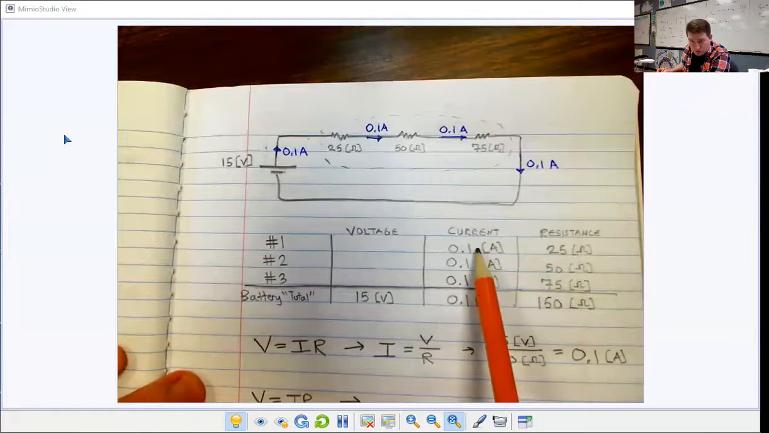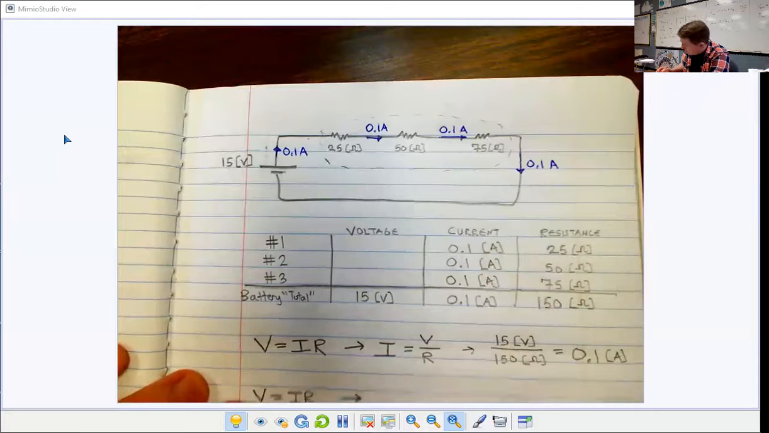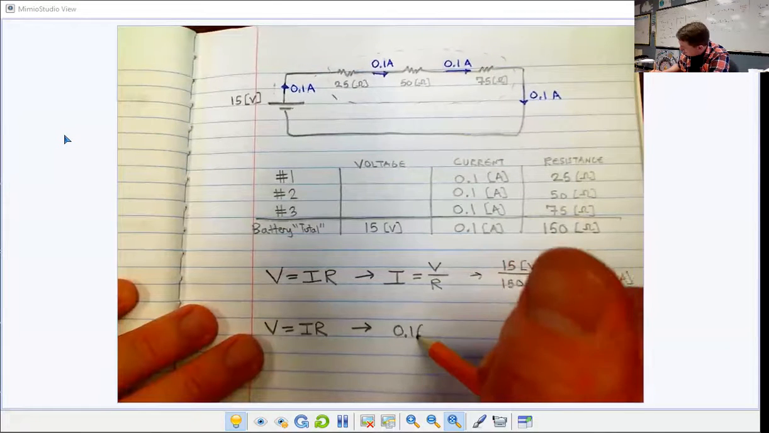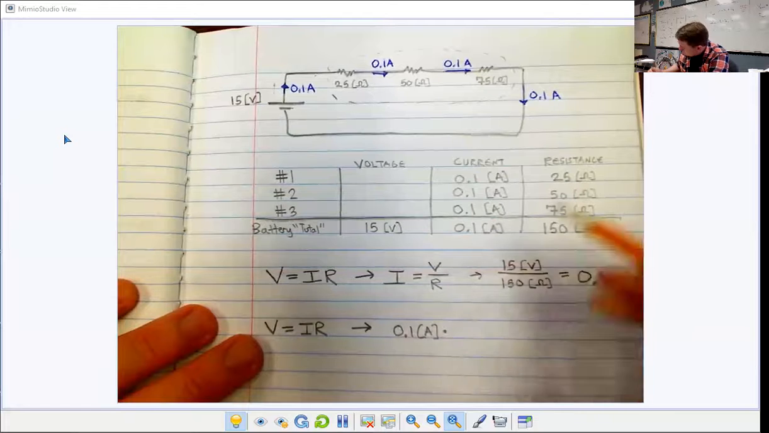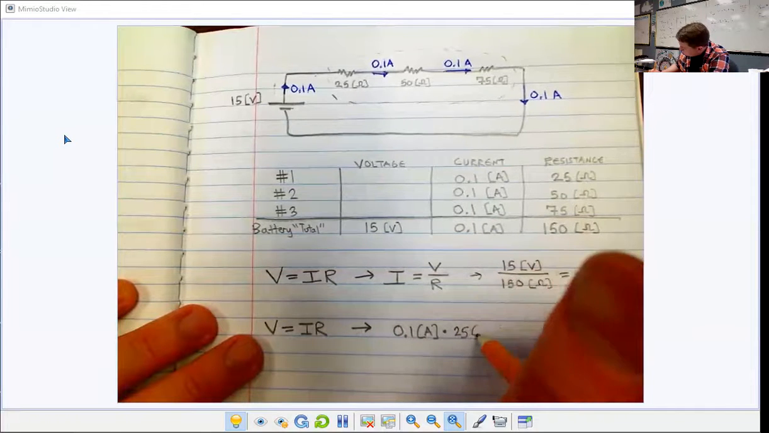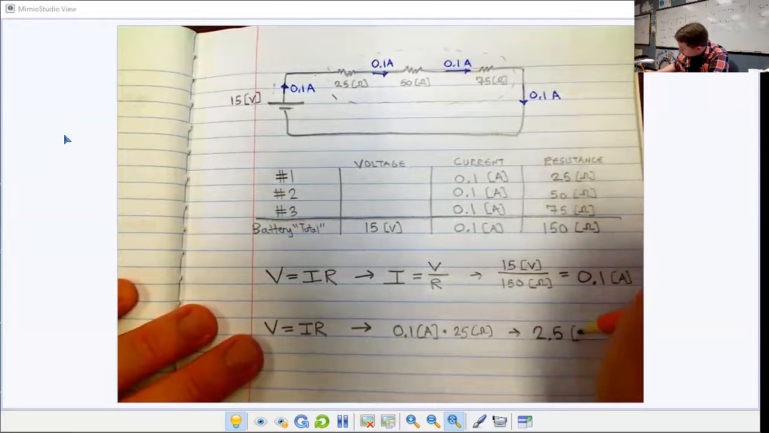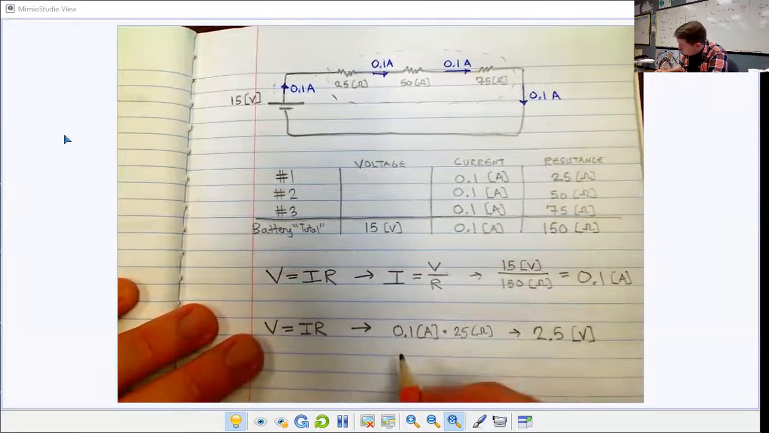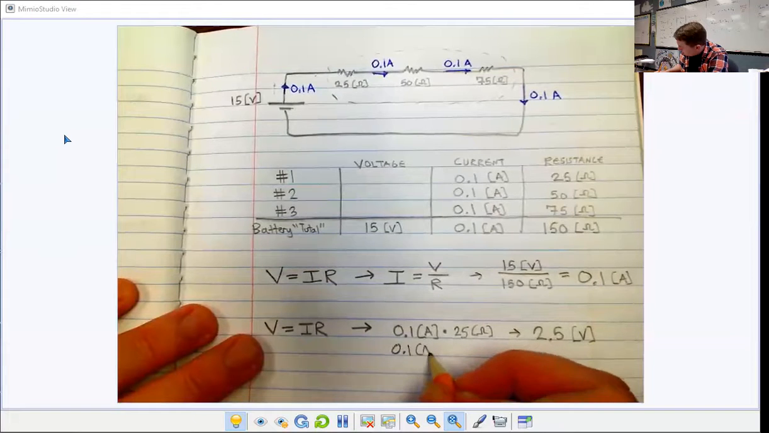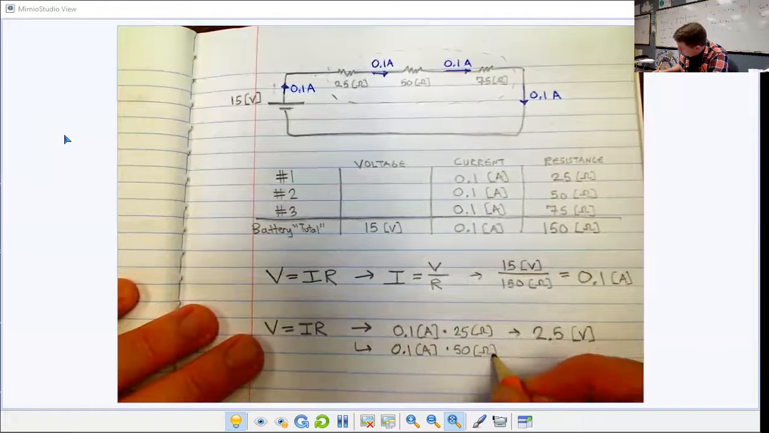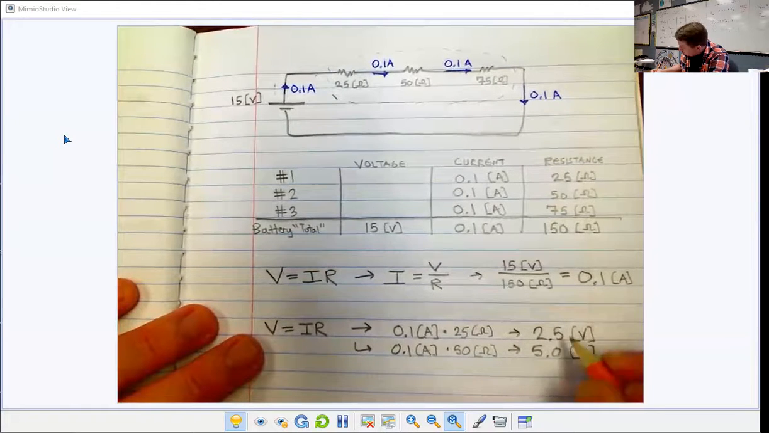Well, in light bulb number 1, it's getting a current of 0.1 and it has a resistance of 25. So 0.1 amps times 25 ohms. Well, that's going to give us 2.5 volts. The other one is going to be 0.1 amps times 50 ohms. Well, I'm doubling the value of the resistance, which means I'm going to need more voltage to push that current through it, and double.